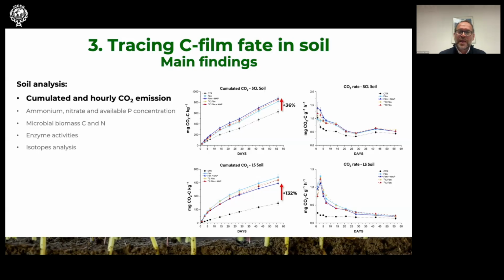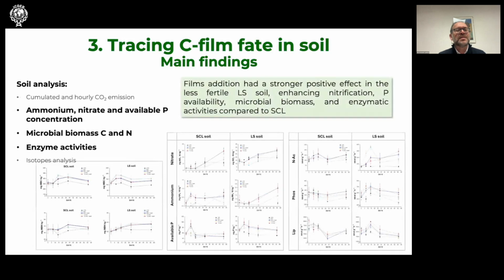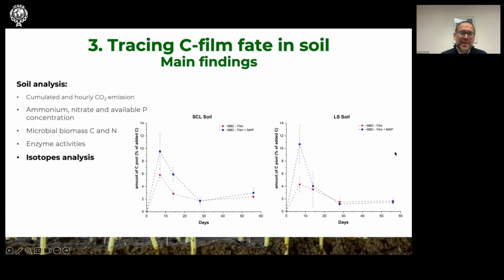Other parameters that we investigated, as I said before, were ammonium, nitrate and available phosphorus, and we found the same results that I showed you before. So this confirmed the nice impact that our films have in the soil. And another important result that we found was that the carbon that we added by using our films is immobilized by the microbial biomass. A good amount of the carbon that we added is immobilized by the soil microbial biomass.